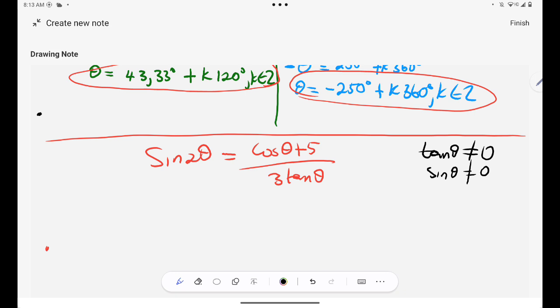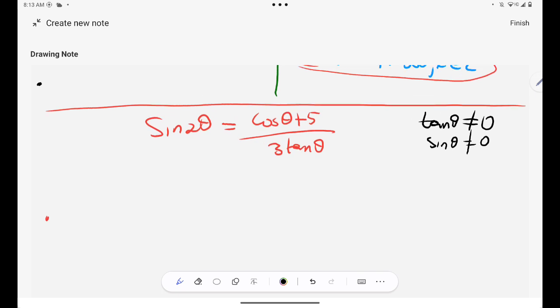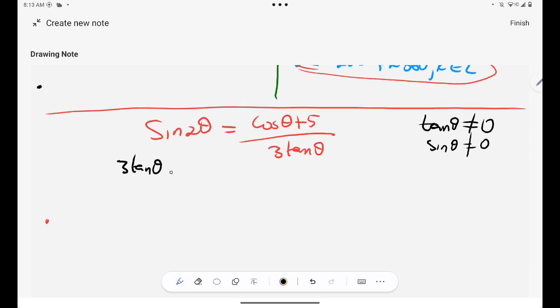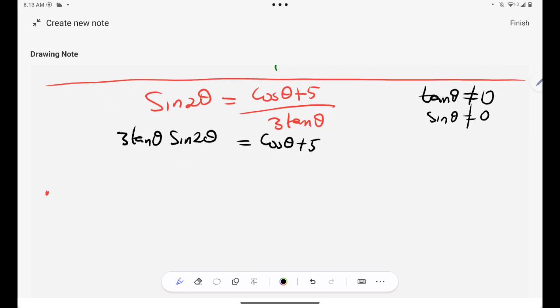We have fractions, when we have fractions, we must always multiply everything by the LCD. Here we just have one LCD, so multiply both sides by 3 tan theta, or you can say that you can just cross multiply. Okay, so we will have 3 tan of angle theta multiplied by sine 2 theta is equal to cos theta plus 5. Now there are no fractions, but what I can do is to change everything into sine and cos. I have 3 tan can be written as sine theta over cos theta.